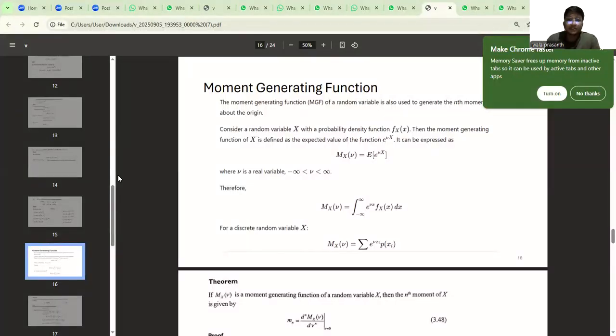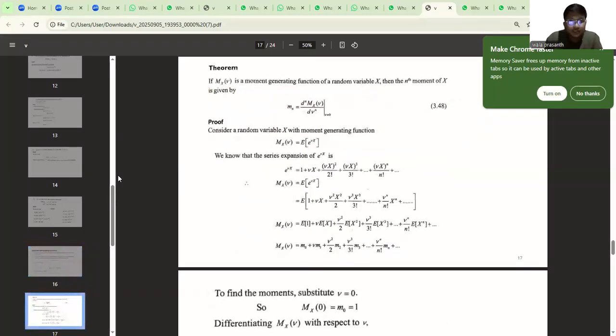Mx(v) is equal to ∫ e^(vx) fx(x) dx from minus infinity to infinity for a continuous random variable x. For a discrete random variable, Mx(v) is equal to the summation of e^(vxi) p(xi). If Mx(v) is the moment generating function of a random variable x, then the nth moment of x is given by mn = d^n Mx(v)/dv^n at v = 0. Proof.